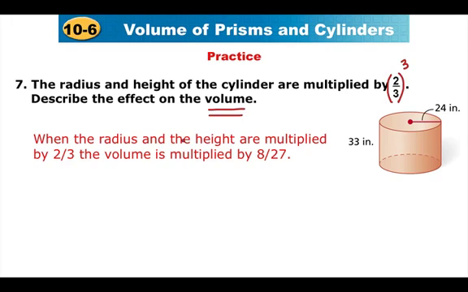When the radius and the height are multiplied by 2/3, the volume is multiplied by 8/27. How did I get this? I raised 2/3 to a third power and I get 8/27. And we're done. This concludes video 10.6.